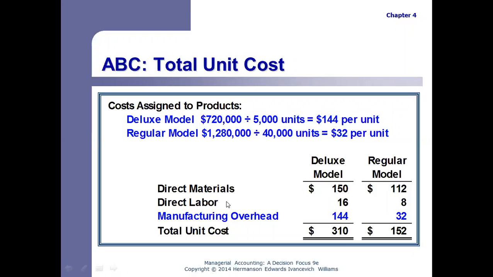Okay, so the direct materials and direct labor are the same under traditional costing or ABC costing because those are directly traceable to each product. We don't have to do any allocations. However, it's the manufacturing overhead that differs because of the difference in the way that we are allocating or charging each of the two different products. Okay, so now we see that it costs us $3.10 for the deluxe model, $1.52 for the regular model. And again, that helps us determine what the price is going to be that we charge our customers.